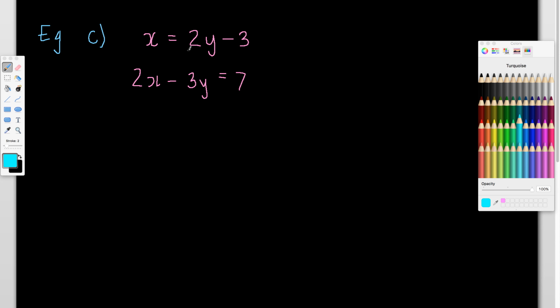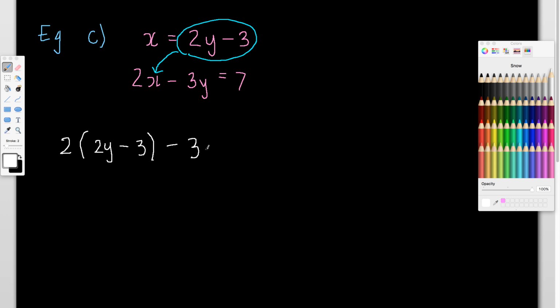So what I'm going to do is substitute this bit here, so what x is equal to, for x in this second equation here. So what would that look like? Well, we need to do 2 times x. So we're going to do 2 times x, which is 2y minus 3. Notice you need to use a bracket here, because it's 2 times that number. That number we don't know, which is 2y minus 3.